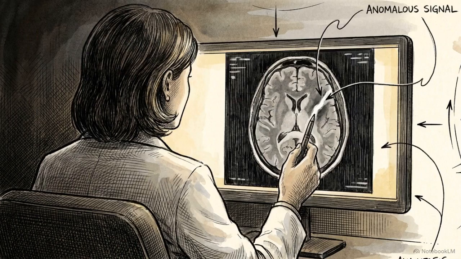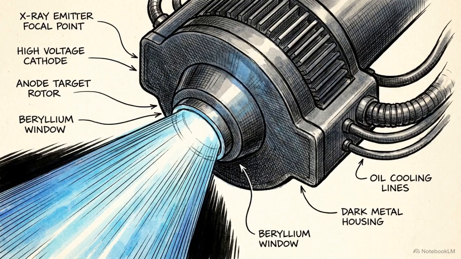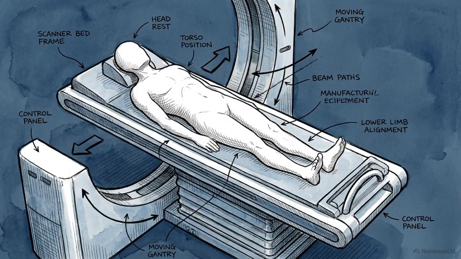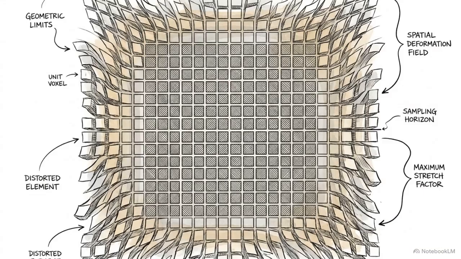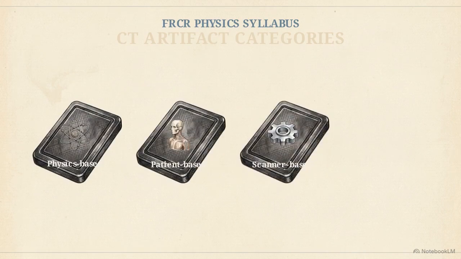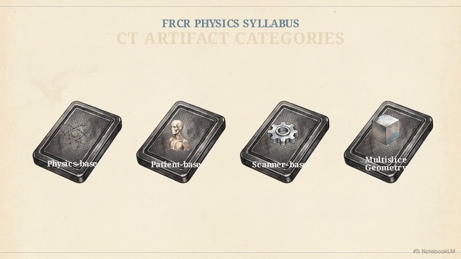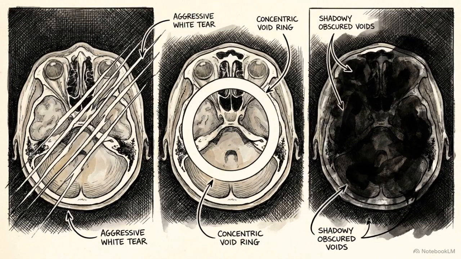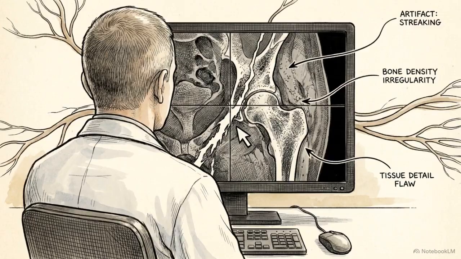To interpret a scan, a radiologist must determine the origin of the flaw, whether it stems from the X-ray beam, the patient's body, a mechanical failure in the scanner, or the geometric limits of the hardware. The FRCR physics syllabus groups these into 4 categories: physics-based, patient-based, scanner-based, and multi-slice geometry. We are going to trace these streaks, rings, and bands back to their root physical causes. Diagnosing the patient accurately requires first diagnosing the physical integrity of the image itself.